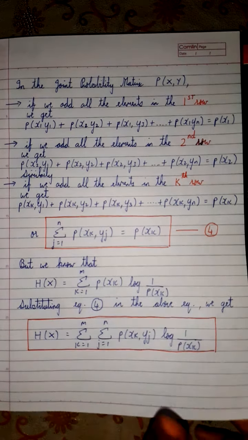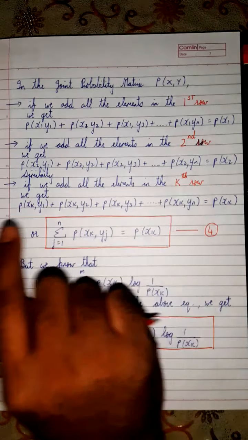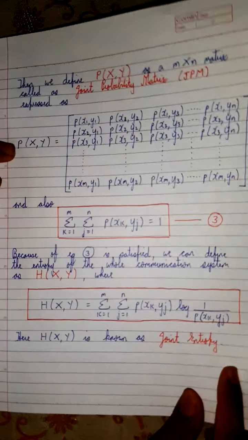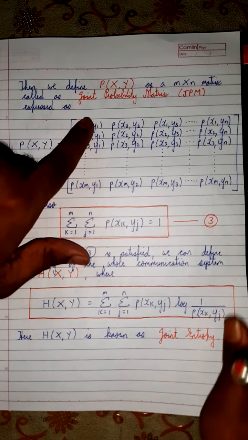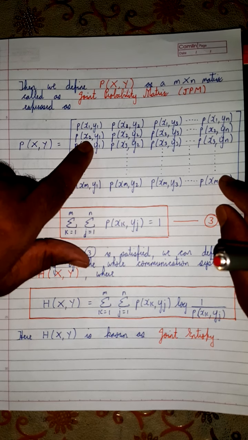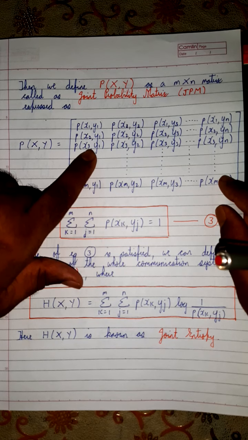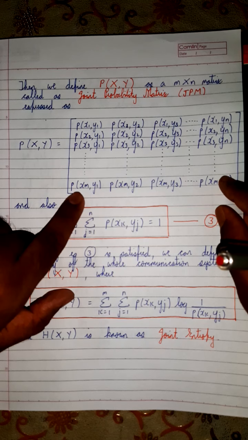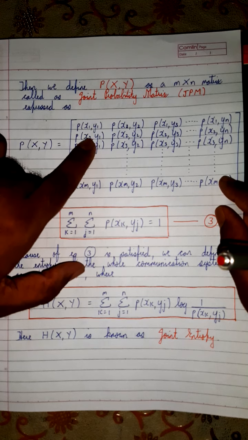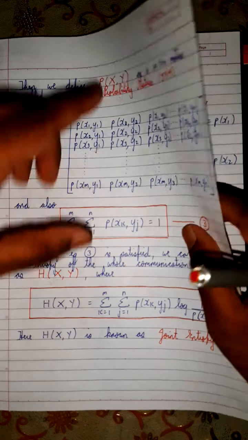Now, this is how you derive this, when you add all the elements row wise. Now what will happen if you add all the elements column wise? Look at what will happen if I add the probability that x1 is transmitted and y1 is received, plus the probability that x2 is transmitted and y1 is received, plus x3 is transmitted and y1 is received, and as it goes down, the probability that xm is transmitted and y1 is received. So what will happen if I add each and every element in the first column? I will get p of y1.